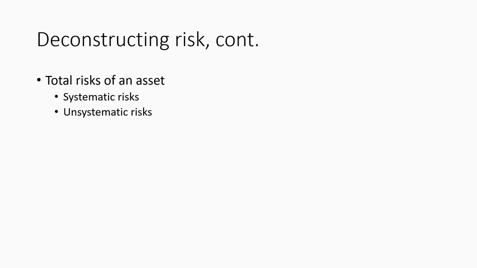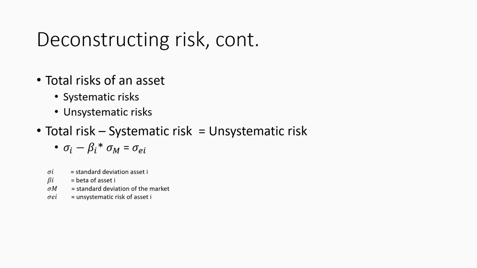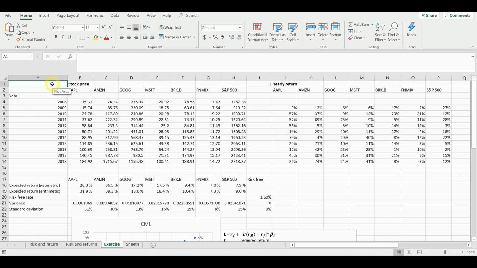The formula for calculating the unsystematic risk in a stock is by finding the difference between the total risk of an asset and the systematic risk of an asset. And to find the systematic risk, you multiply the stock's beta with the standard deviation of the market. Let's look more into this in our example.